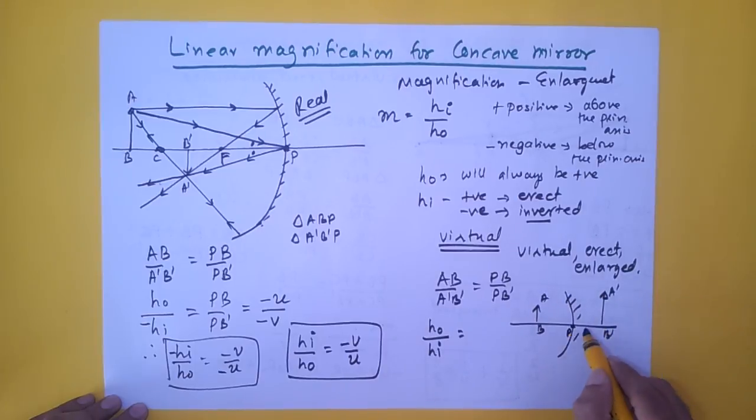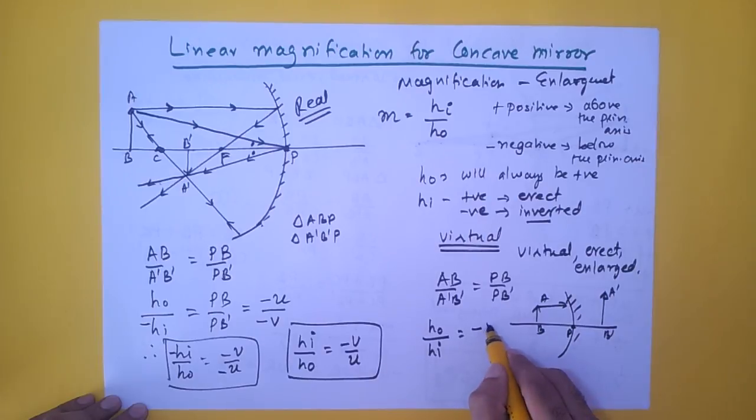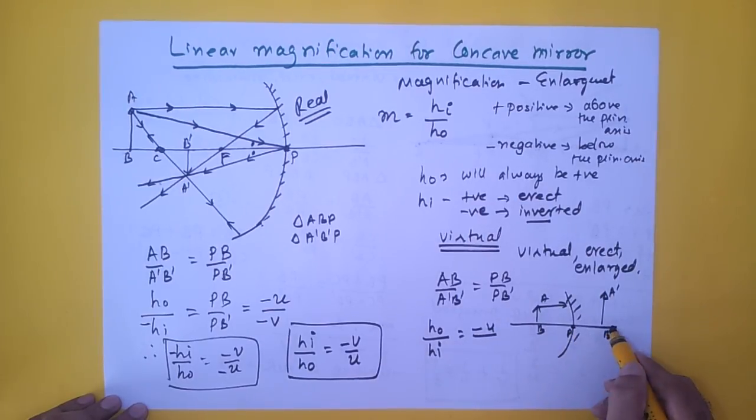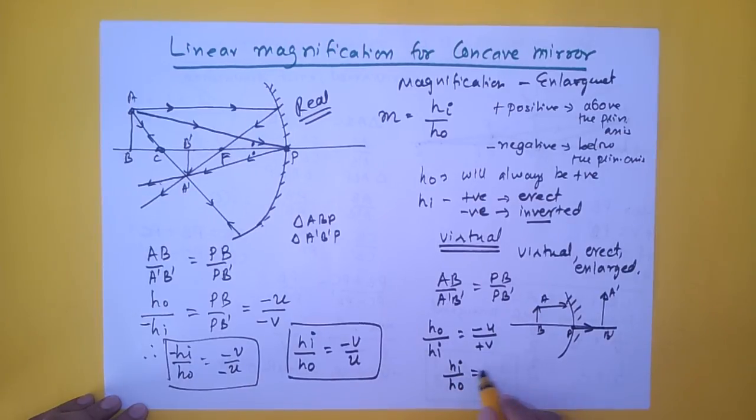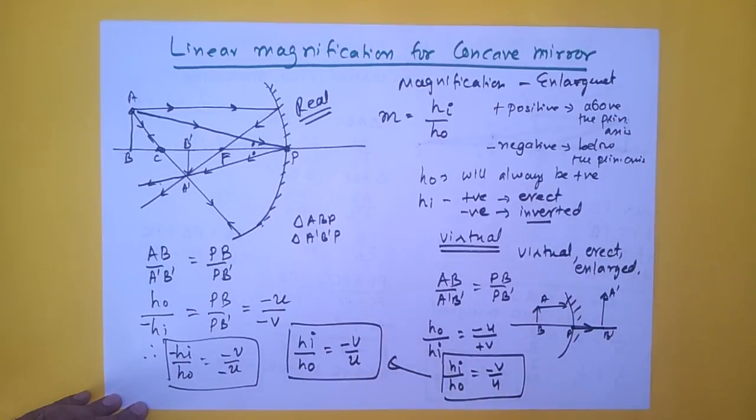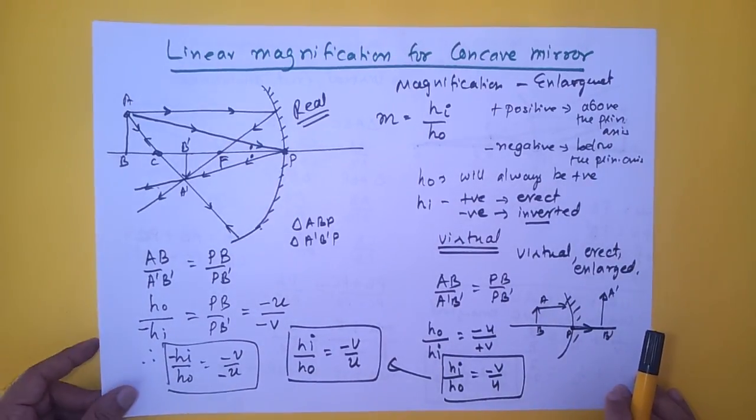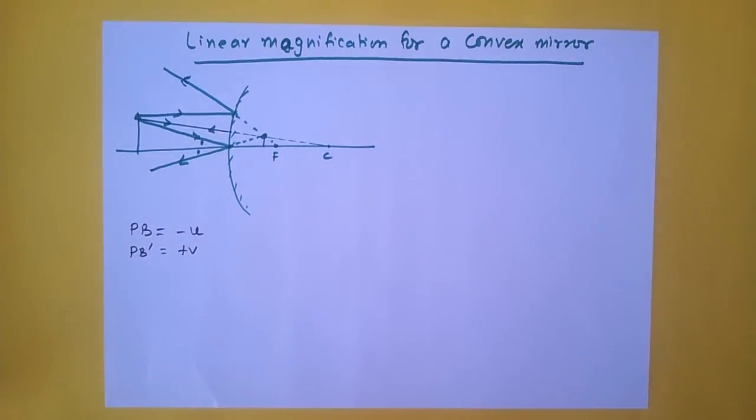PB, this is P. PB is in the direction opposite to the incident ray, therefore I'll get minus U. PB dash is in the same direction as the direction of incident ray, so I'll get plus V, and therefore HI upon HO will be minus V upon U. And again I get the same formula as I used over here. So whether it is a real image or a virtual image, I get Hi upon Ho is equal to minus V upon U. Let us look at what happens in case of a convex mirror.